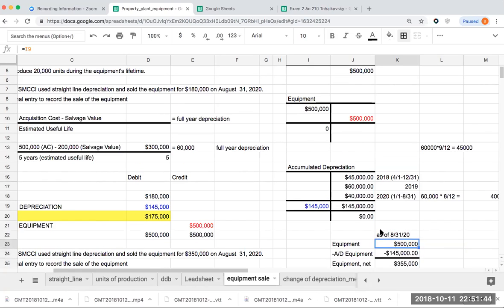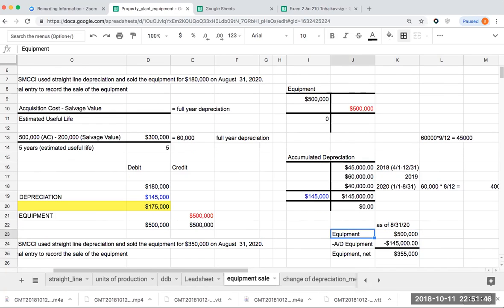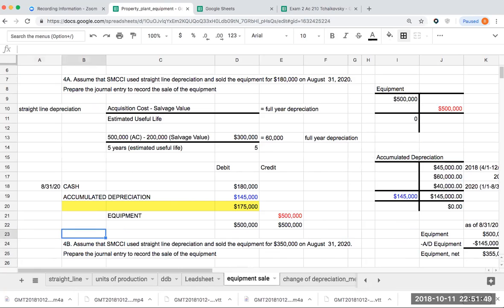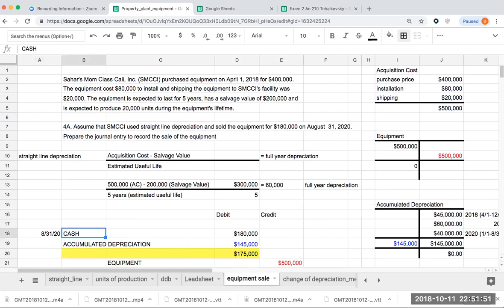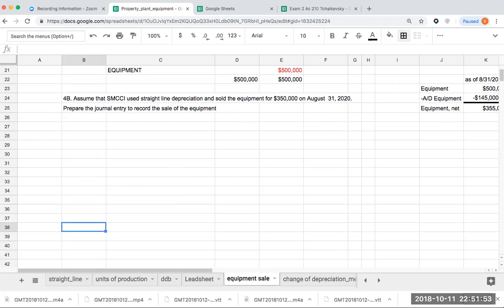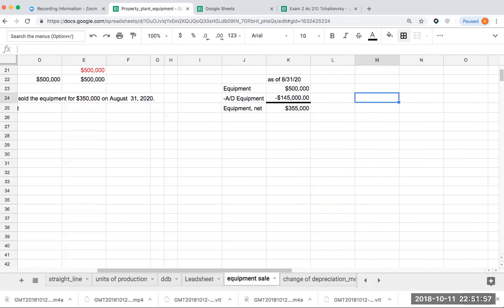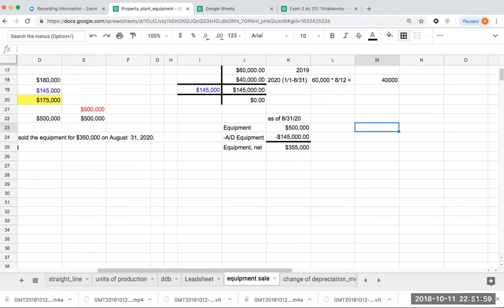How much cash should I receive? Well, right here, Sahar's mom class call, in this instance, received $180,000.